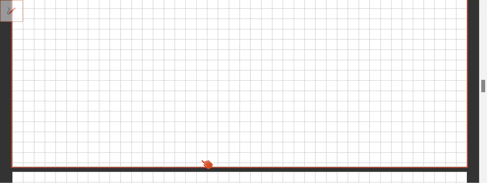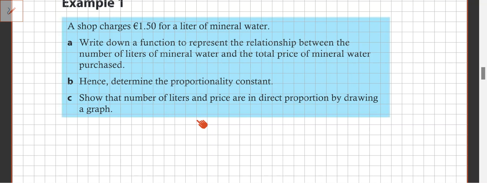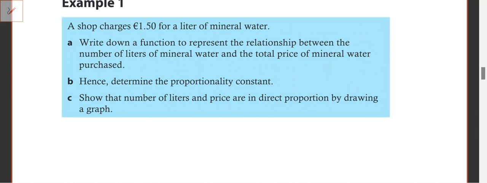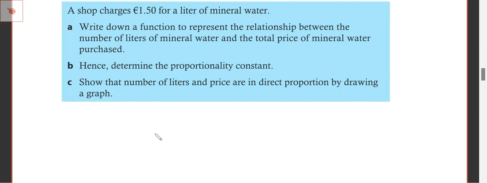Okay, so looking at this problem very quickly. A shop charges €1.50 for a litre of mineral water. Write down the function to represent the relationship. So we would start with defining our variables. Represent the relationship between number of litres. What are you going to represent that as? L, if you like. Okay, that's the number of litres. And the other variable is total price. So P, the price.